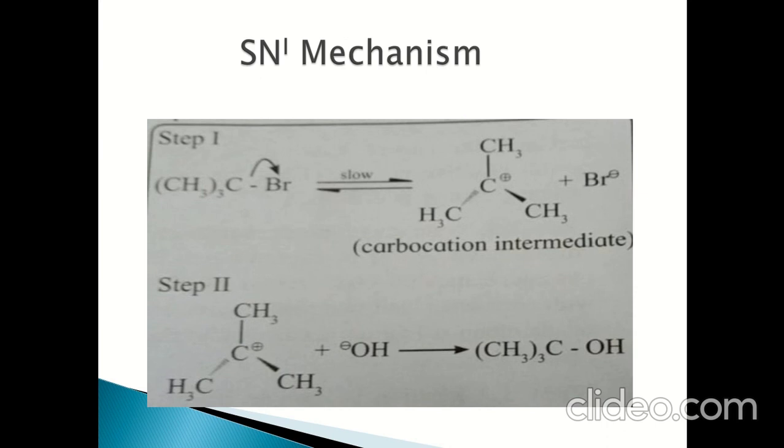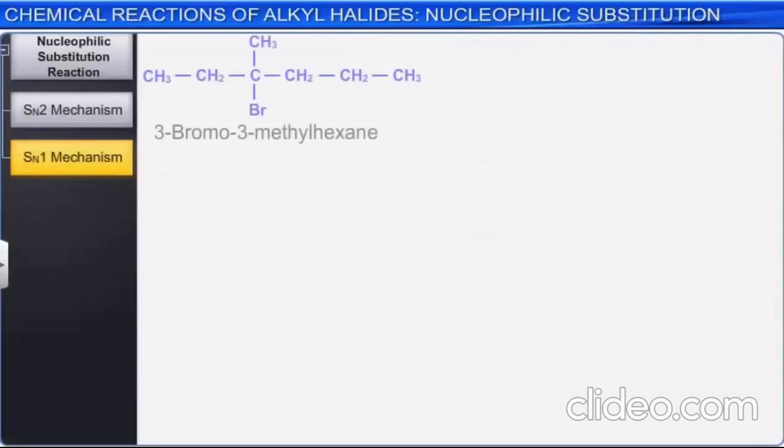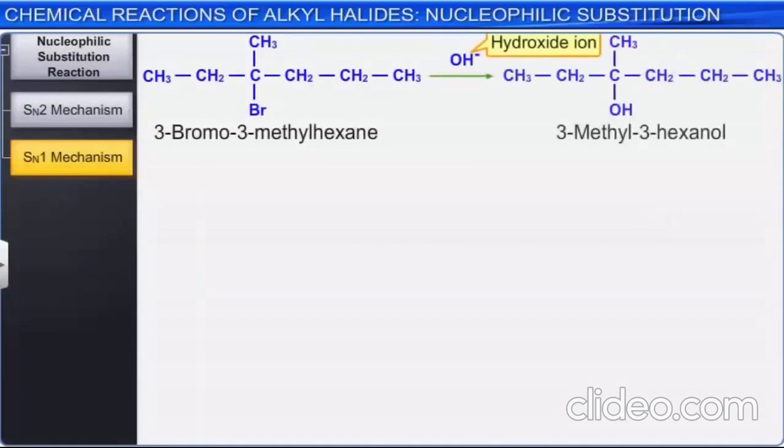So here you can see there are two steps in the reaction. In the first step, heterolysis of the carbon-halogen bond, it is slow and reversible, and it forms a planar carbocation intermediate as shown in the figure. Then comes the attack of the nucleophile on the carbocation in the fast second step. The reaction between 3-bromo-3-methylhexane and hydroxide ion to yield 3-methyl-3-hexanol can be taken as an example of an SN1 reaction.